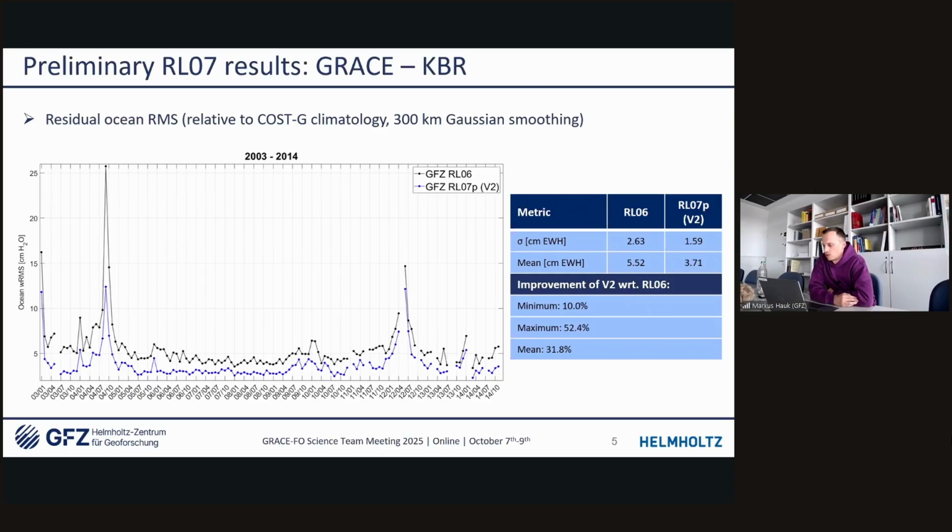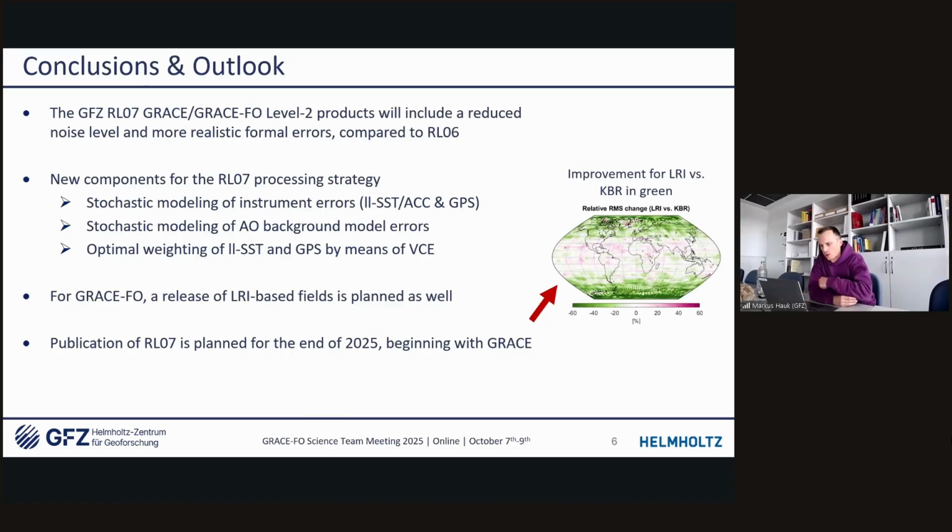So on average, we have a drop of ocean RMS values from 5.5 to 3.7 for release 7. The standard deviation is also going down from 2.6 to 1.6, and the improvement in terms of percentage values is a little bit more than 30%, with minimum and maximum values between 10 and a little bit more than 50%. Yeah, with this, I'm coming to conclusions and outlook.